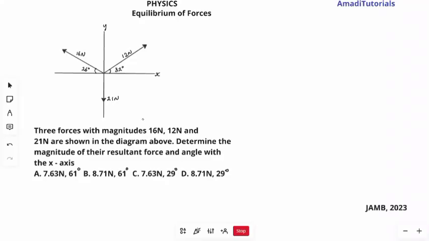Let's quickly solve this question. Three forces with magnitudes 16 Newton, 12 Newton, and 21 Newton are shown in the diagram above. Determine the magnitude of their resultant force and angle with the x-axis. So quickly, I'll do that.